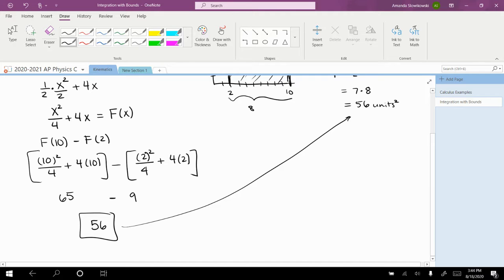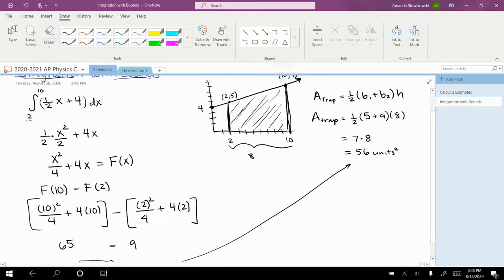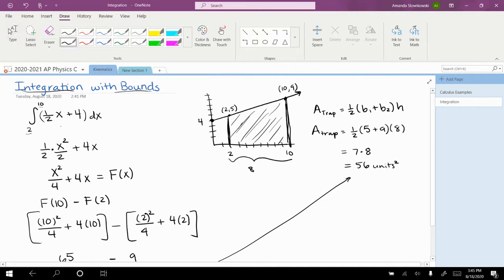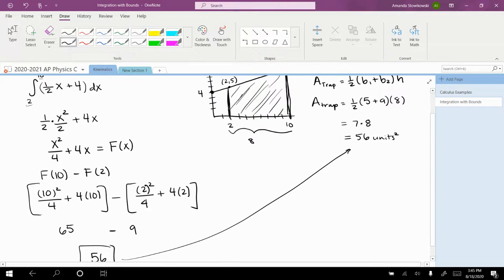Okay, this wasn't just some accident because it was a linear function. I just picked a linear function to show you that, in fact, we do get the area under the curve. Okay, so whenever you have these bounds here, you just take the antiderivative and then you substitute in the upper bound and you substitute in the lower bound into your antiderivative and you take the difference, okay?